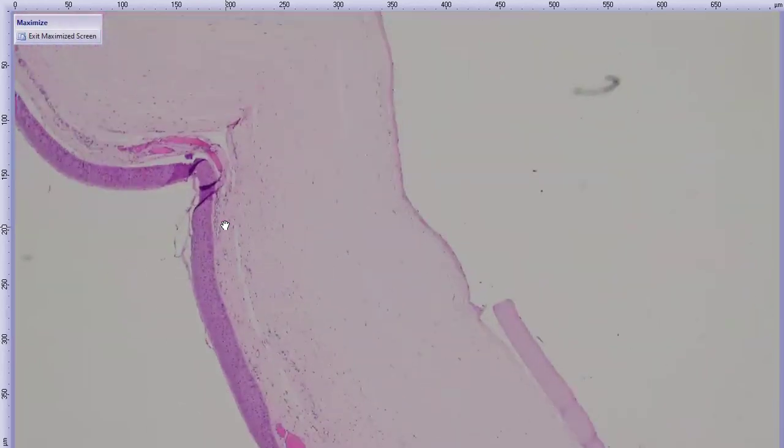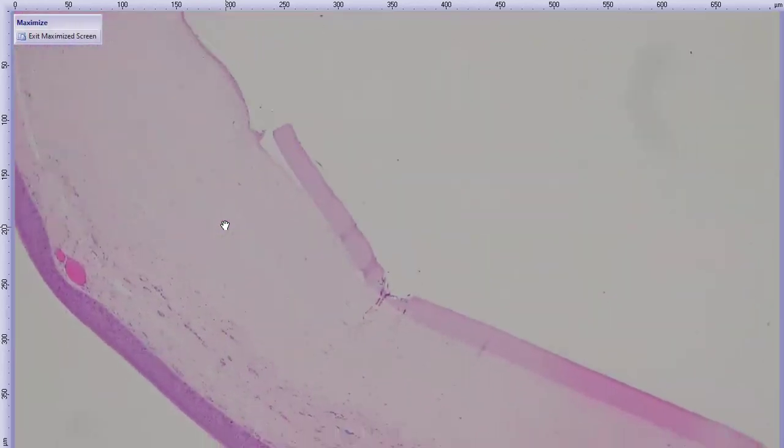There are many, like 6, 7, 8, another one now. There's a baby one here, a baby break, maybe Haab's striae, right? So you can imagine we're cutting this in one cross section, right?